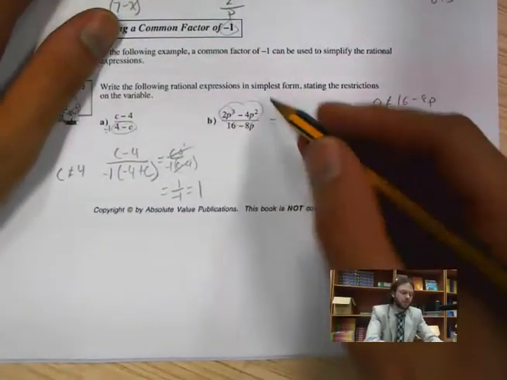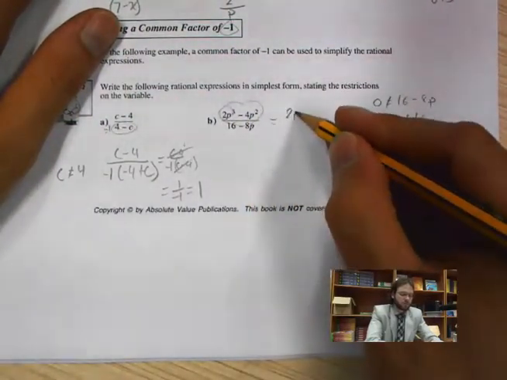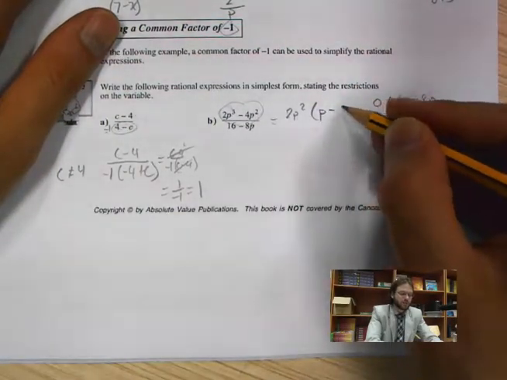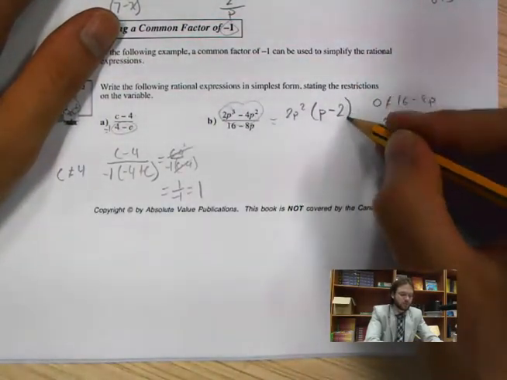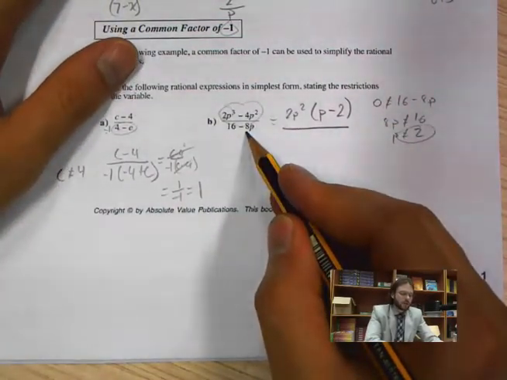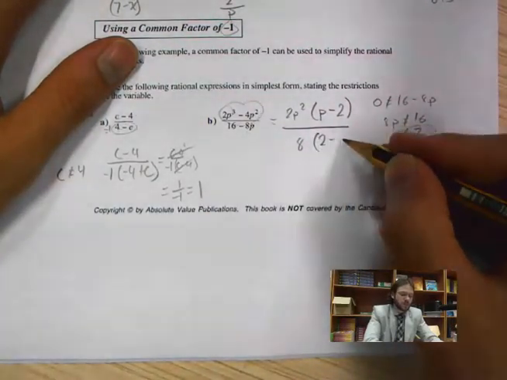Now, we want to solve this. So let's factor out what can be divided out of both. I have 2p squared, and so I'm going to have p subtract 2, all over. What can we take out of here? I could take out an 8. So that's 8 all over 2 subtract p.